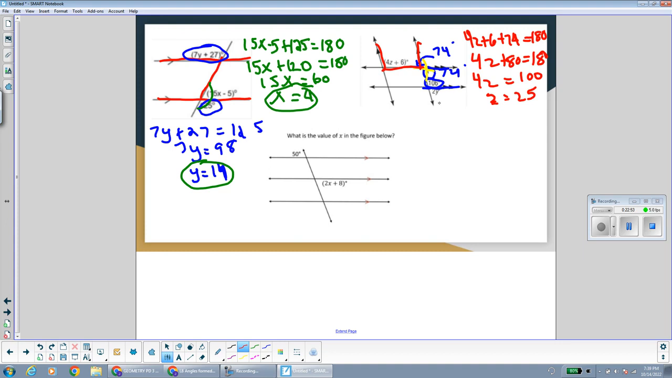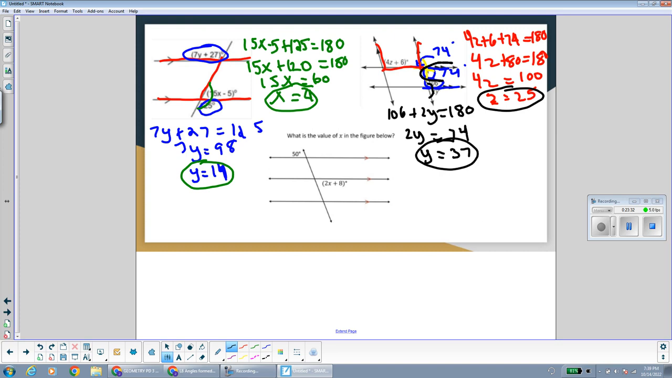Only one more variable to find, y. And I see that the 106-degree angle and the 2y angle are supplementary. So I can make one more equation that says the 106-degree angle and the 2y angle together need to make 180. Subtracting 106 from both sides, we have 2y is equal to 74. And then dividing by 2, y is equal to 37. We have found all of the missing variables in this example.